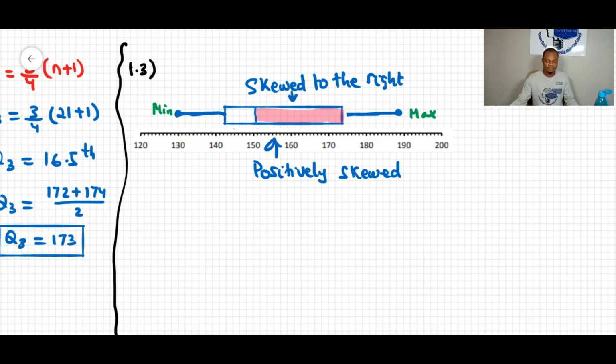Just trying to show the arrow, positively skewed or skewed to the right. Okay. So thank you.